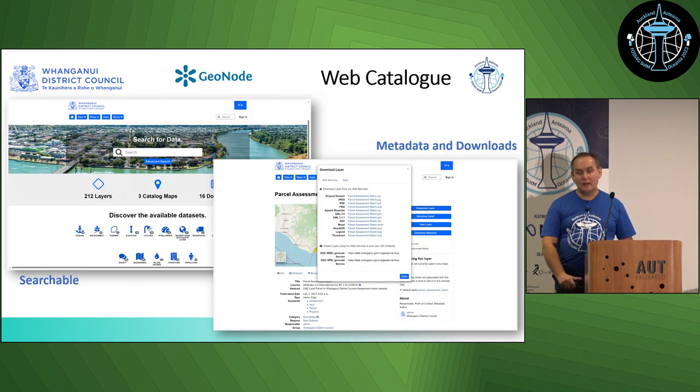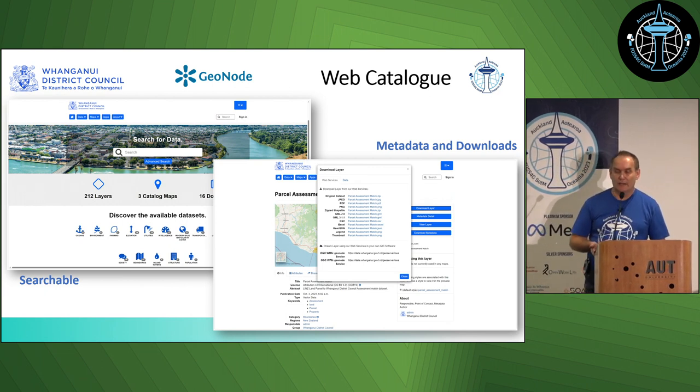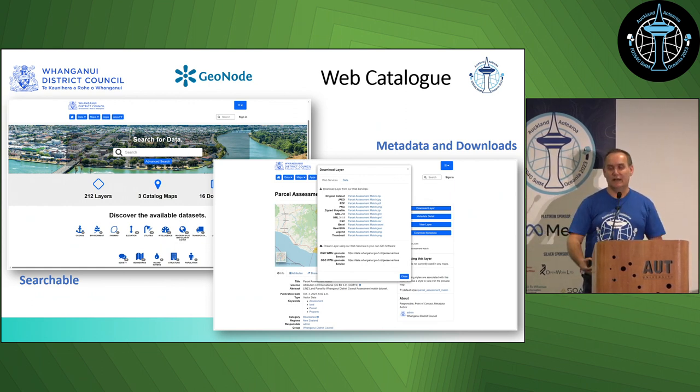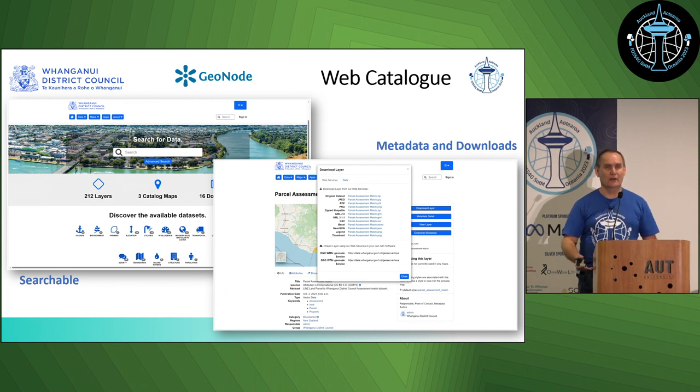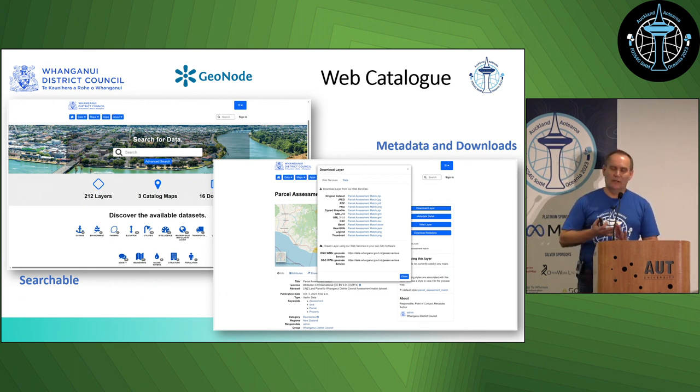Okay, web catalog. We use GeoNode. We find that's a nice, simple interface, and it gives us some way of providing metadata to the end users and actually being able to download our data. So pretty much 99% of our GIS data sets are actually available publicly. So we've taken a stance that most data we should actually make available to our consumers.